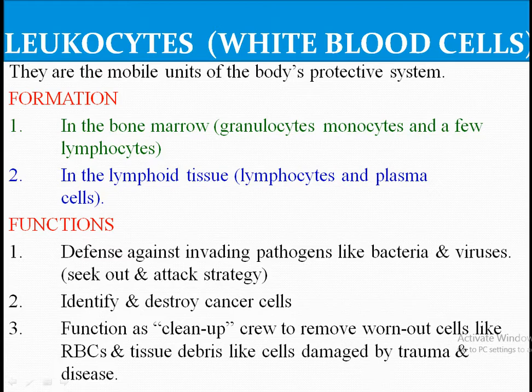In the bone marrow, granulocytes, monocytes, and a few lymphocytes are formed. And in the lymphoid tissue, mainly the lymphocytes and plasma cells are formed. I will tell you more details later on. The main function is defensive. They defend our body against any harmful pathogen.